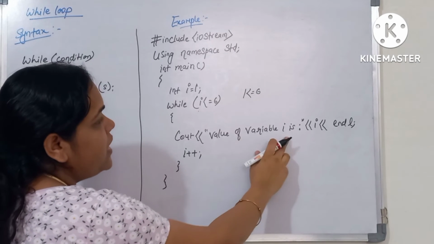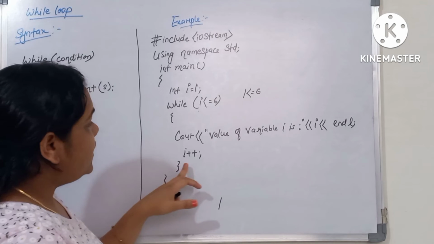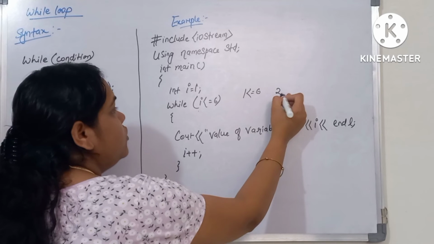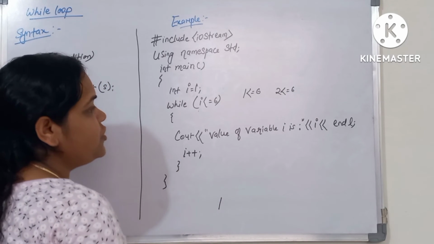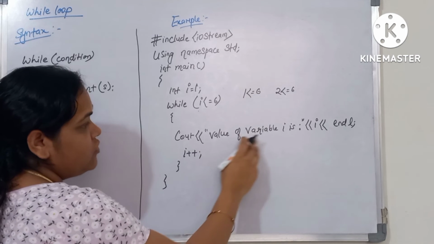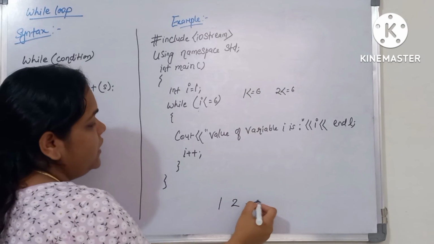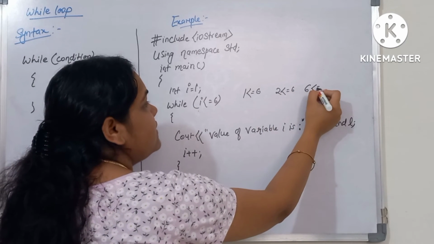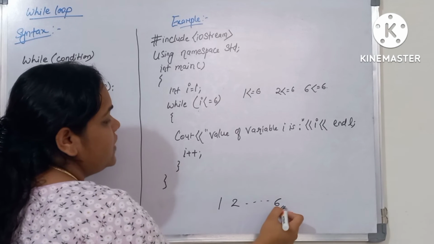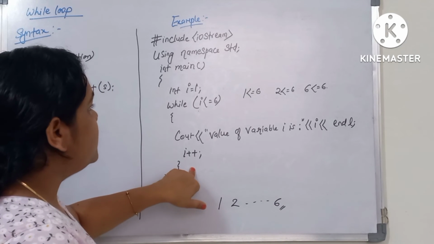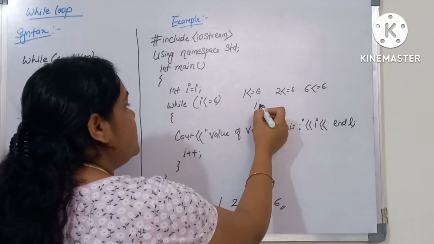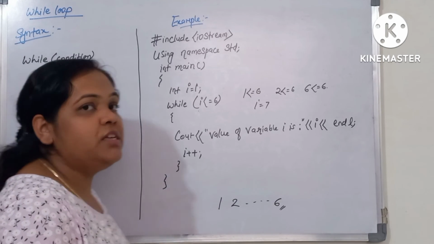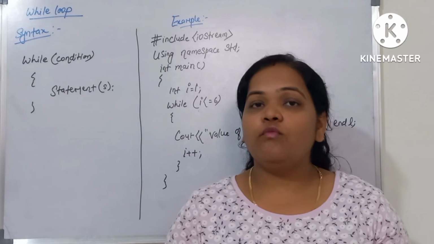Now the value of the variable I is 1, and then increment I. Now I++ means I equals 2. 2 is less than or equal to 6. This condition is also true. Now the next value for I is 2. In this way we will check, and when we get 6 is less than or equal to 6, up to 6 it prints, and then when I increases and the I value is 7, the condition is false. We will exit from this while loop. So in this way the while loop works.